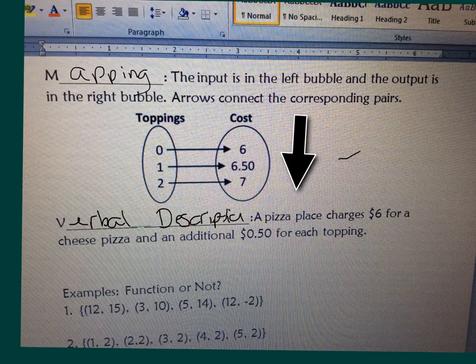Okay, so here's finally our scenario. Pizza place charges $6 for a cheese pizza and an additional 50 cents for each topping. Okay, so that's the same problem represented by graph, equation, table, mapping, and verbal description.